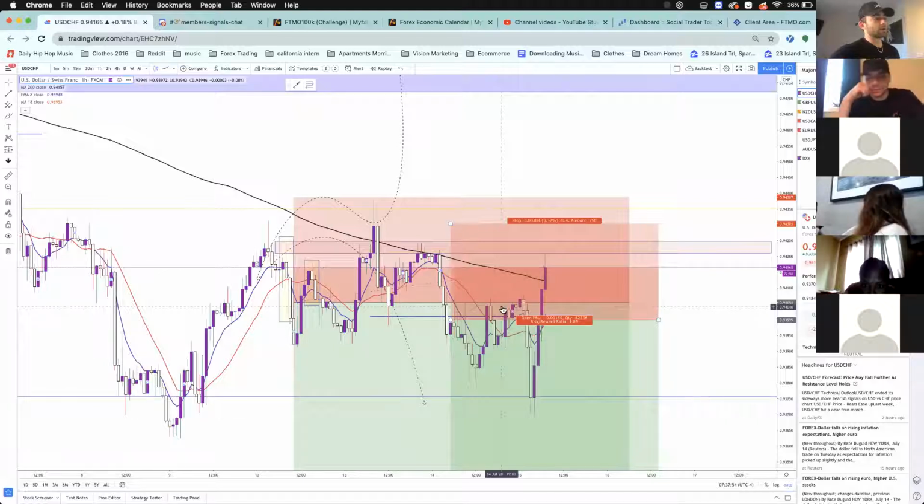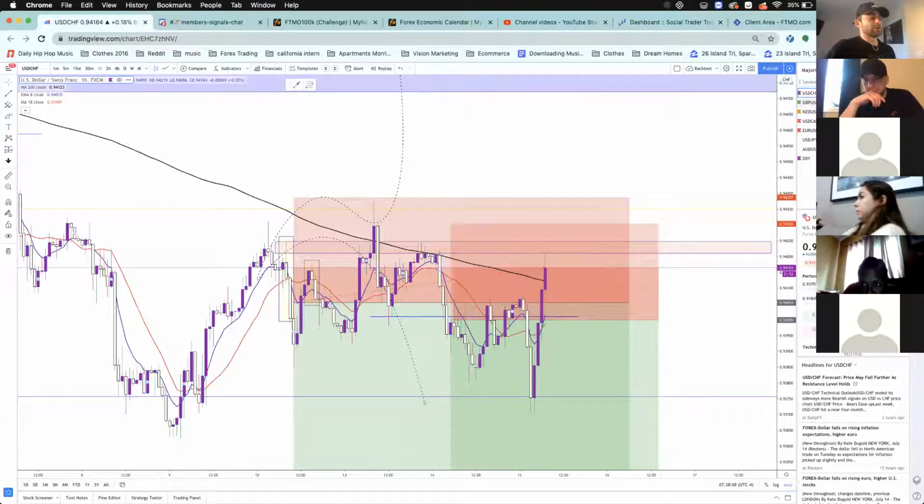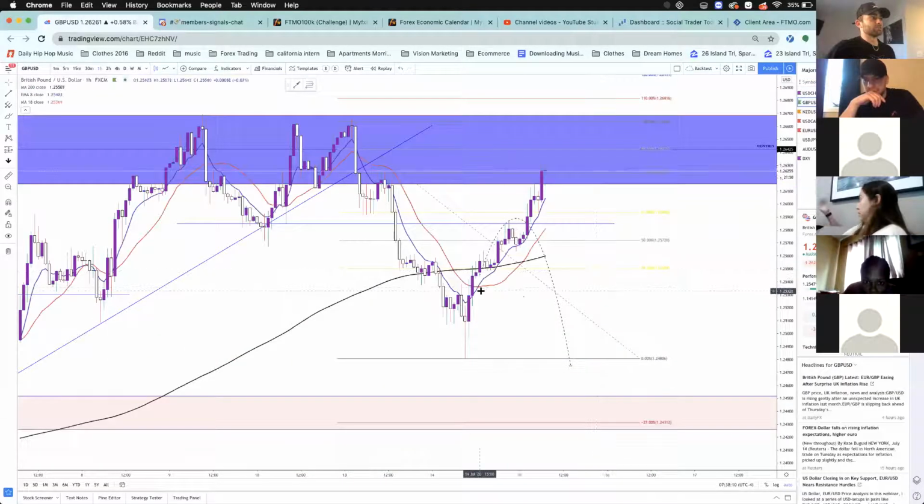So we've got to potentially exit at a higher low that forms in the market, and we will send some updates on this early today, probably within the next hour or two. So we're going to be patient on USDCHF, see what happens. Let's go over to GBPUSD.